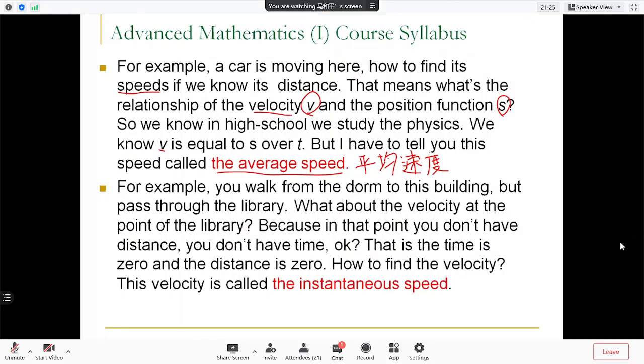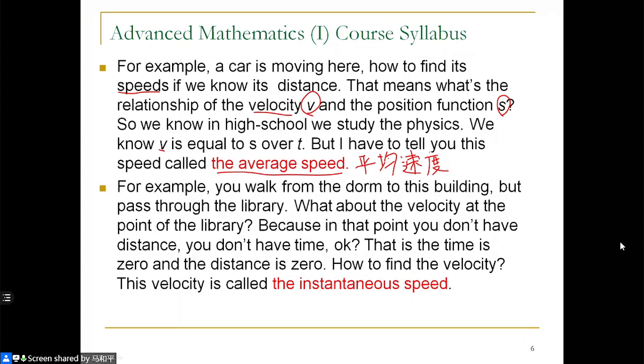For example, you walk from the dorm to this building, passing through the library. What about the velocity at the point of the library? Because at that point, you don't have distance, so we don't have time. That is, the time is zero and the distance is zero. So if we use the formula we learned in high school, this is zero over zero. Obviously, it's meaningless, right? So how to find the velocity? We will learn the instantaneous speed.